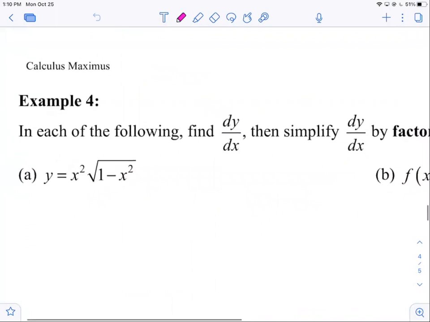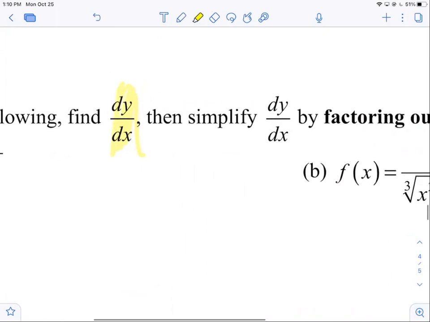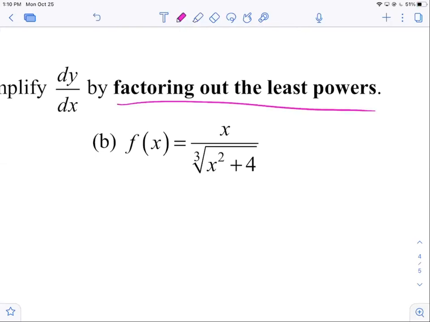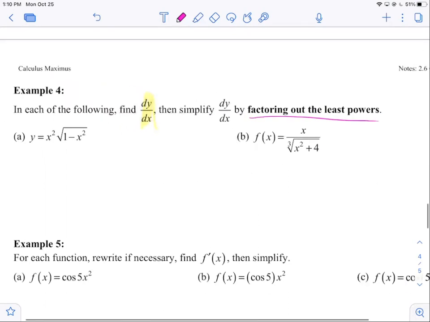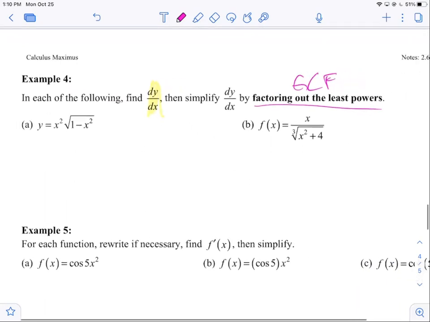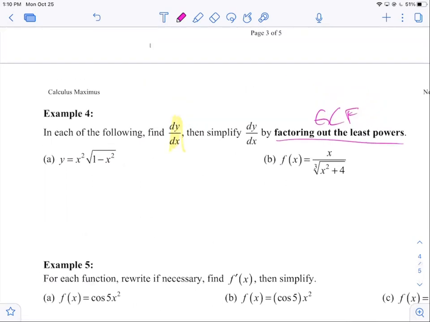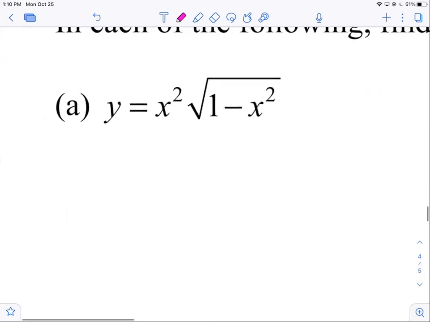Example 4. For each of the following, find dy/dx, which of course means what? Derivative. That's Leibniz notation. And then simplify it after the fact by factoring out least powers, which is basically pulling out the GCF, the greatest common factor. All right, so part A, we've got y equals x squared times the square root of 1 minus x squared.